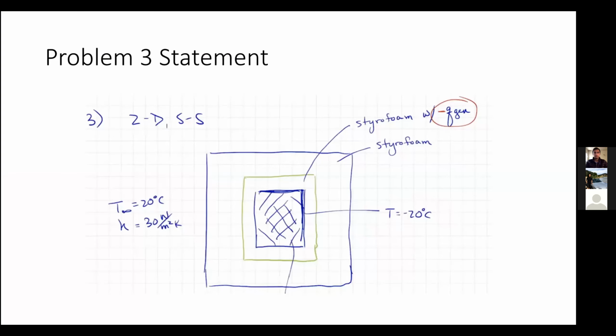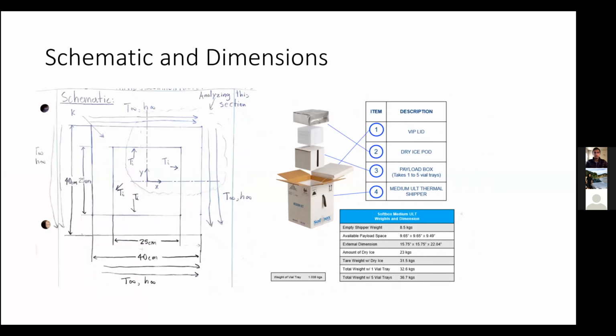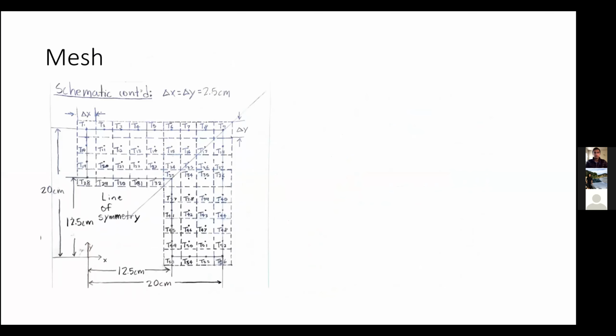So we chose problem 3, which is the two-dimensional solid steady state model for a vaccine packed in styrofoam with some refrigeration around it. This is our schematic, and the dimensions that we chose, it's based off of a Pfizer packaging diagram that we found online. This is how we chose to mesh it up with our delta X and delta Y, both equal to 2.5 centimeters. We chose 1/8 of the area through symmetry to make it simpler.